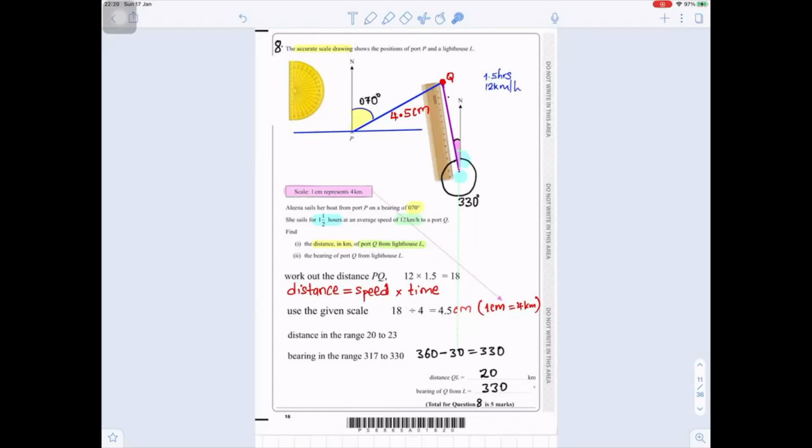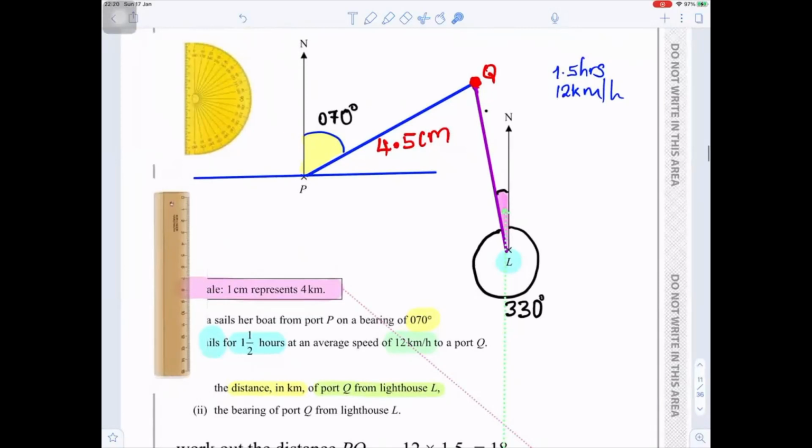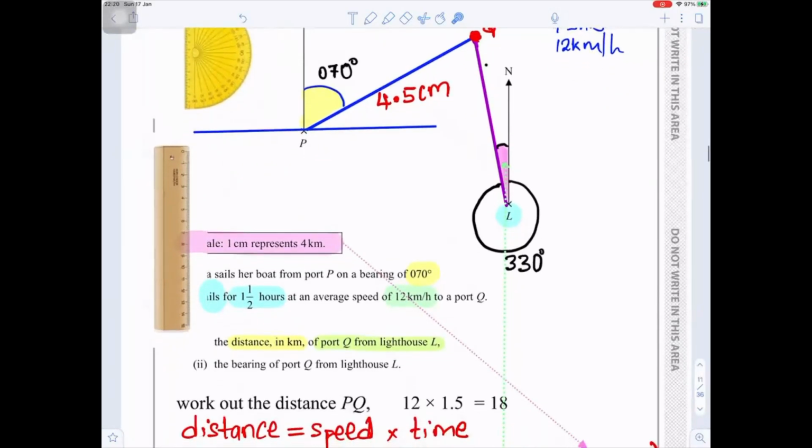Part B, find the bearing of port Q from the lighthouse. So we would use our protractor now. This time we want to measure the angle. Find the bearing of port Q from the lighthouse, so we're starting from the lighthouse. But to measure that angle is quite tricky. So we would use the protractor and measure the smaller angle.